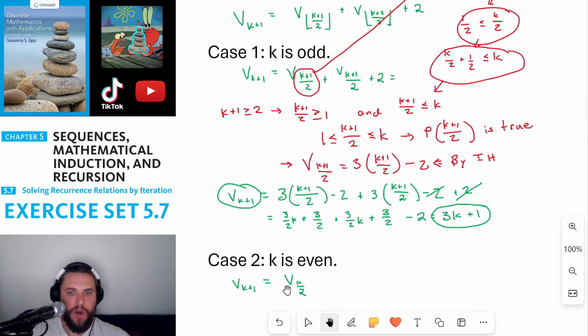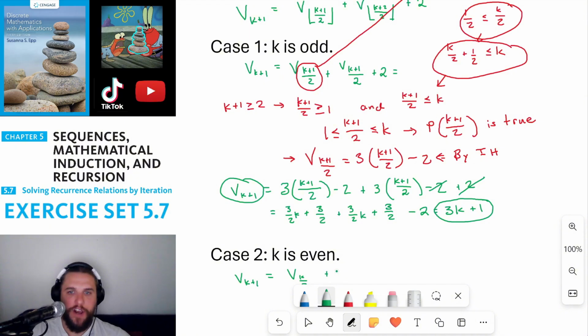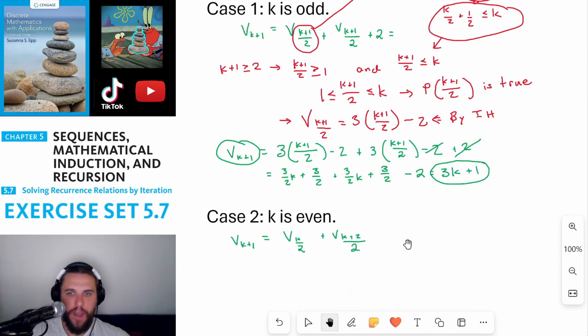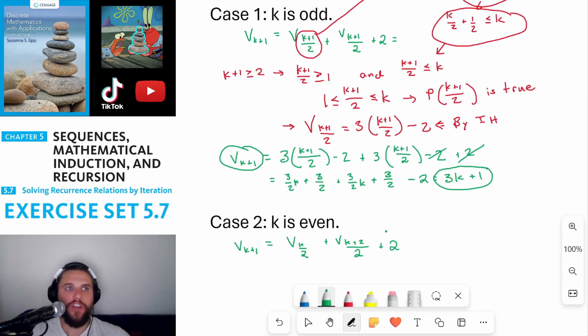So v sub k plus 1 equals v sub k over 2, and then since k is even, k plus 2 is also even, and if you divide an even number by 2, then you're going to get an integer. And if you round down an integer, nothing changes. So this is going to simplify to v sub k plus 2 over 2. And then we have an extra plus 2 here. So that's how we drop the floor functions when k is even.